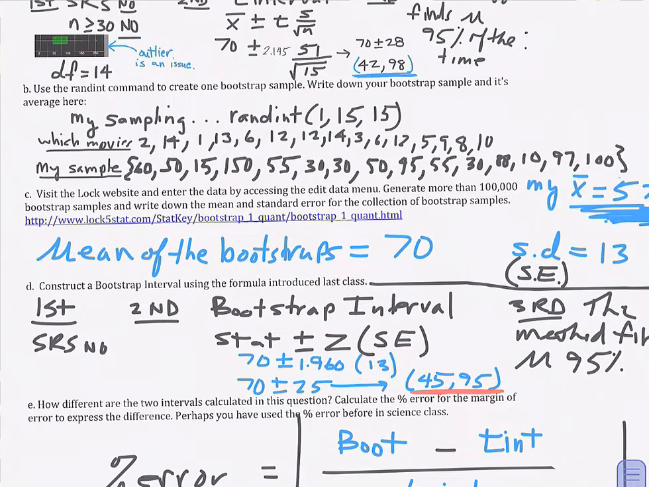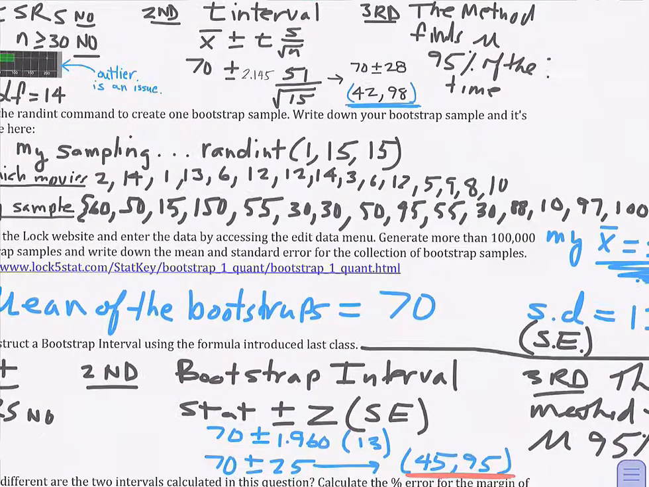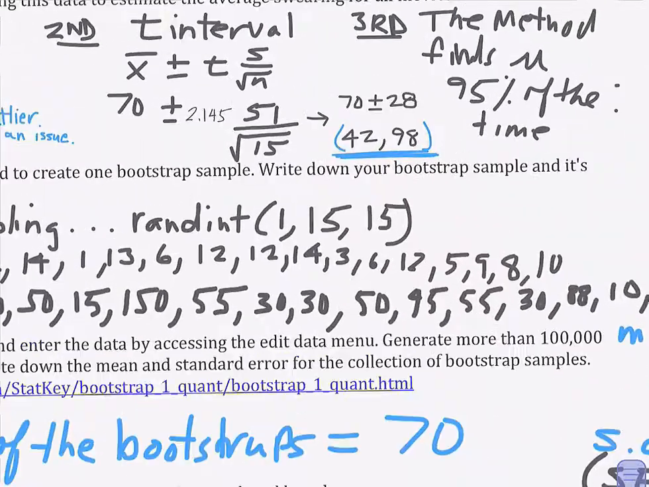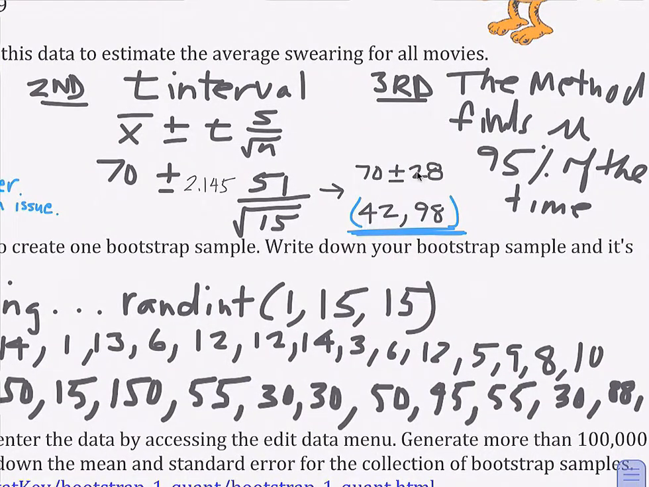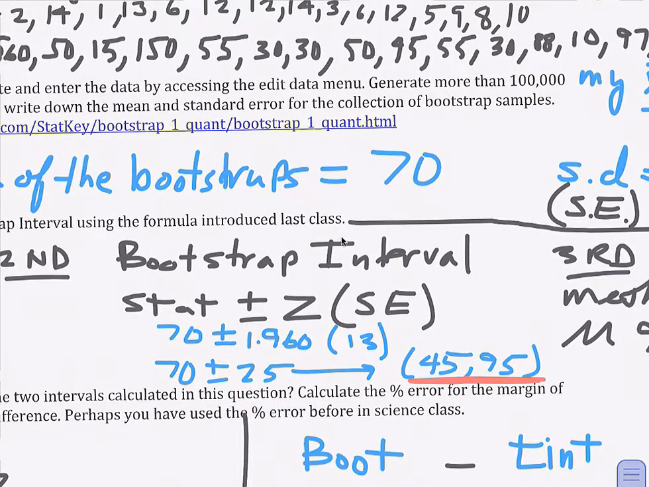I'm willing to bypass question E in terms of how much different these are in calculating the percent error in comparing how the t interval compared to the bootstrap interval. But if we take a look at the t interval, it had a margin of error of 28, and I suppose it's an improvement. Using the bootstrap interval, our margin of error got reduced to 25.